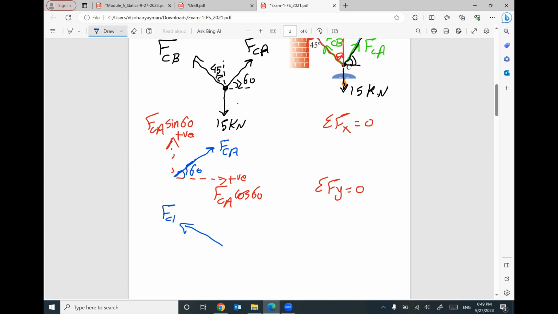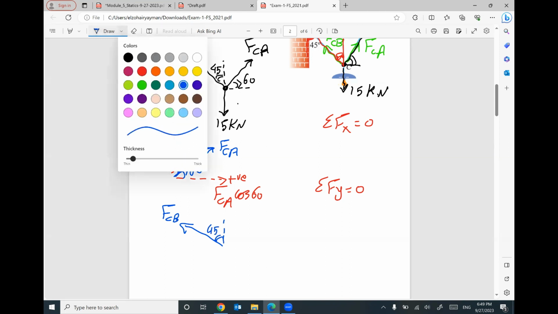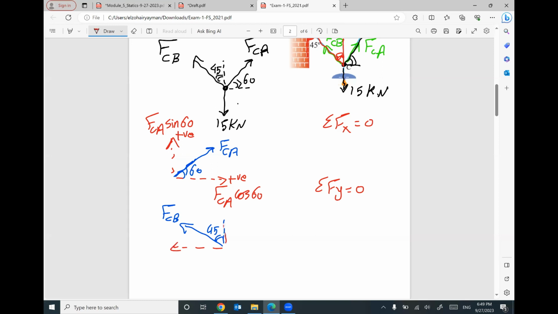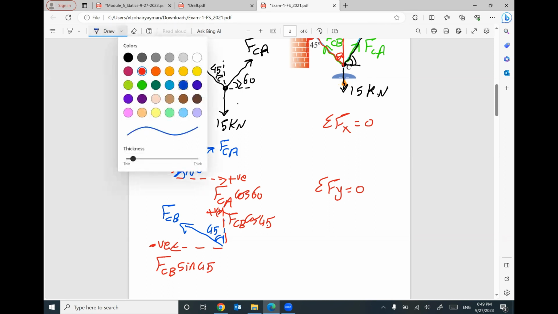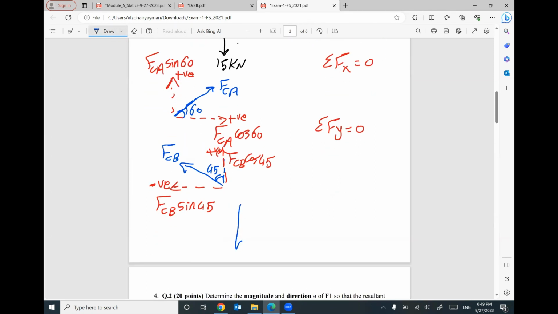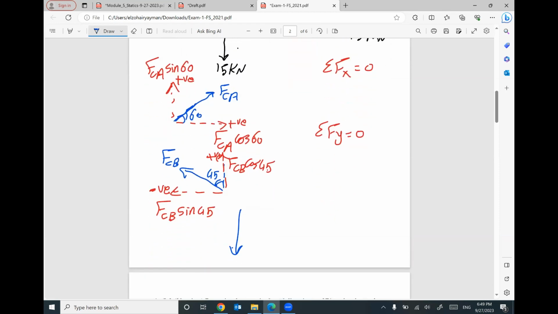We have FCB with this given angle 45 degree. I can break it to 2 components. One horizontal and one vertical. The horizontal one will be FCB sine 45 degree. The vertical one will be FCB cosine 45 degree. Keep in your mind, this direction is positive, but this direction is negative. We have one more. This vertical weight, which is 15 kilonewton, in a vertical direction, in the negative direction of y. We don't have horizontal direction.